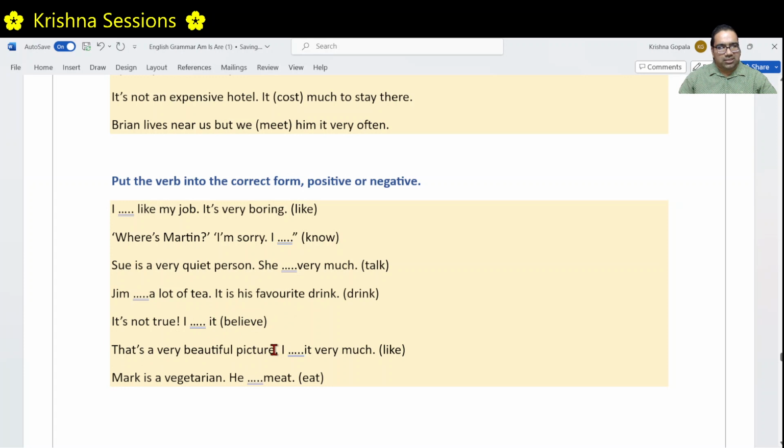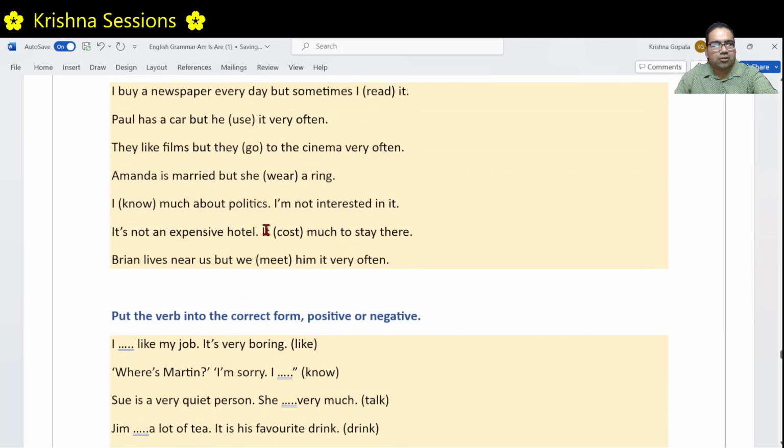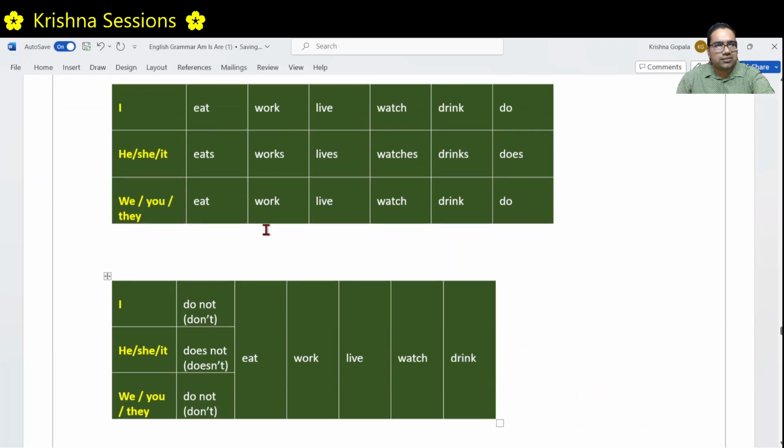That's a very beautiful picture. It's a positive statement. I like it very much. Mark is a vegetarian. This is a negative statement. He does not eat meat. He does not eats meat is wrong. He does not eat meat. If it was, Mark is a non-vegetarian, then he eats meat. Right. Please notice the difference between when we use does not and the correct verb form. Hope you understood this.